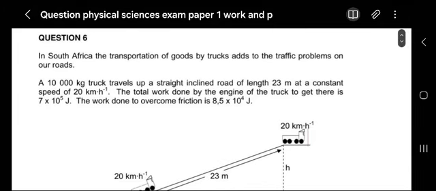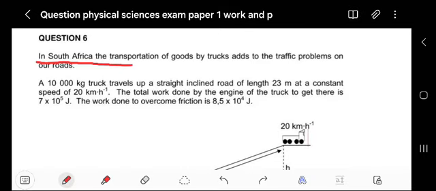Guys, we're given question 6. It reads as follows: In South Africa, the transportation of goods by trucks adds to the traffic problem on our roads, right? So then it says a 10,000 kg truck. This is a mass. A 10,000 kg truck travels up a straight inclined road of the length.